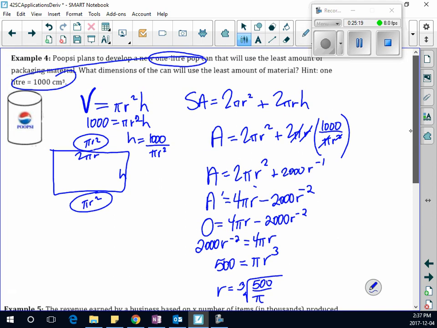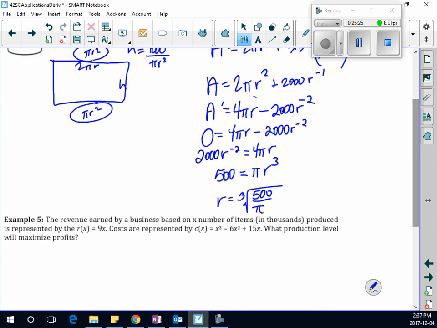Oh my gosh. Okay, it says what are the dimensions of the can? So, no, that's the radius. I need to have the height. So the height is 1,000 divided by pi r squared. So stop it. It's easy. So this would be the cube root of 500 over pi, and that would be squared, right?